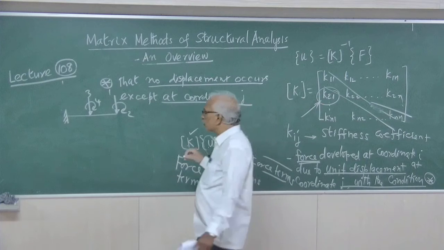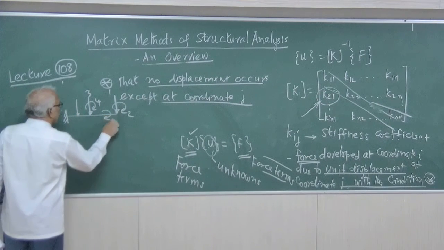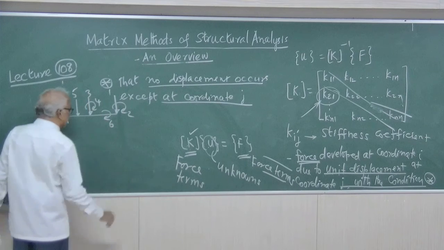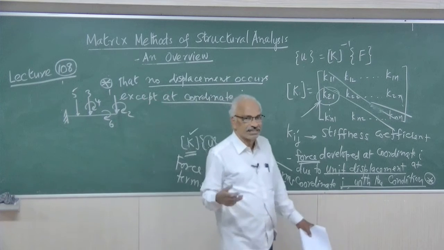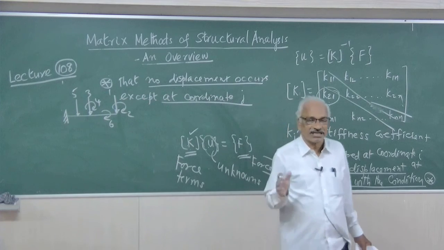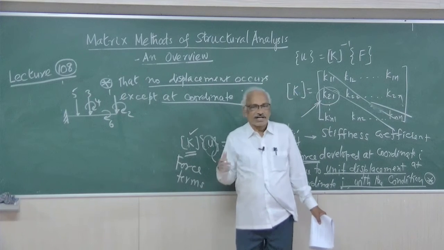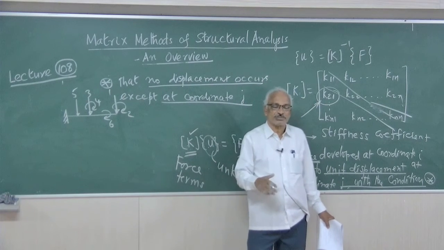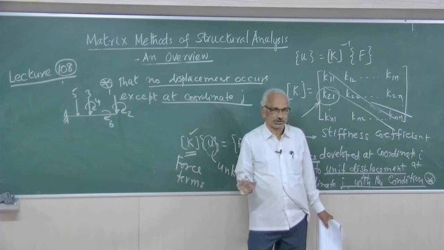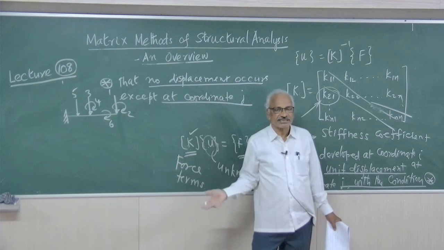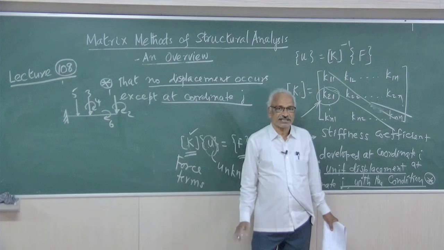If you add 2 more coordinates, if you add one coordinate here and another coordinate here, say let this be 5, let this be 6. You can add any number of coordinates, you can delete any number of coordinates as far as a determinate structure is concerned. That depends upon the points where we want to apply the force and find out the displacement, or apply a known displacement and find out the corresponding force. That can be increased or decreased as far as a determinate structure is concerned.